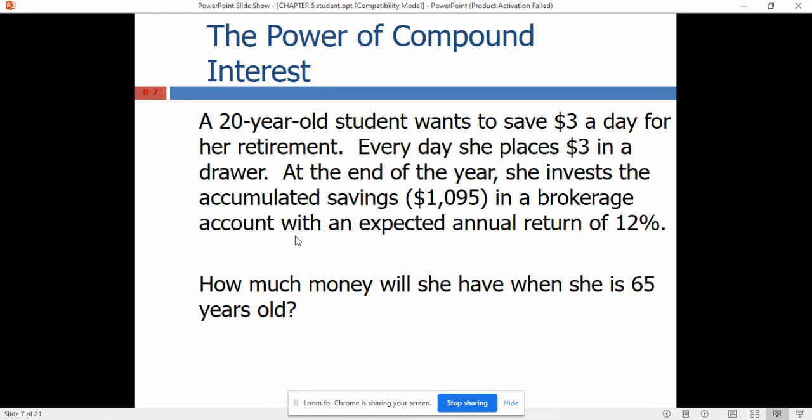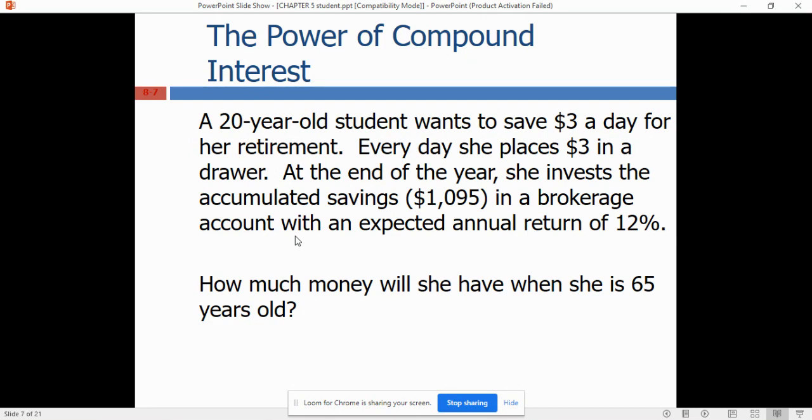All right, so class, a 20-year-old student wants to save 3 ringgit a day for her retirement. All right, 20-year-old, she's already thinking about her retirement. Every day she places 3 ringgit in her drawer. At the end of the year, she invests the accumulated savings, 3 ringgit for 365 days, you get 1095, in a brokerage account with an expected annual rate of 12%. All right, how much will she have when she is 65 years old?